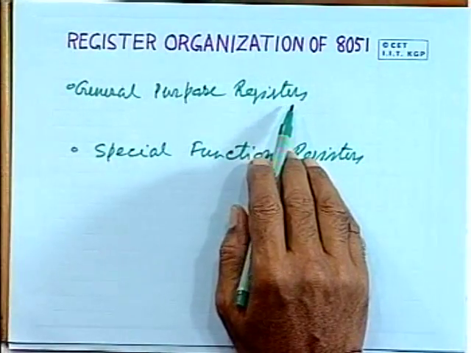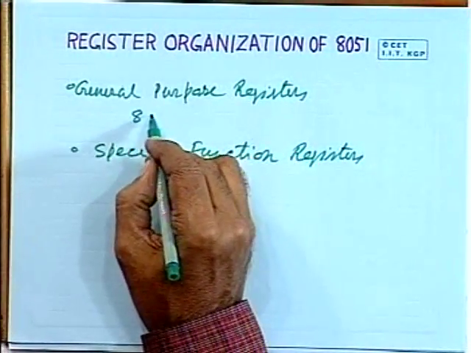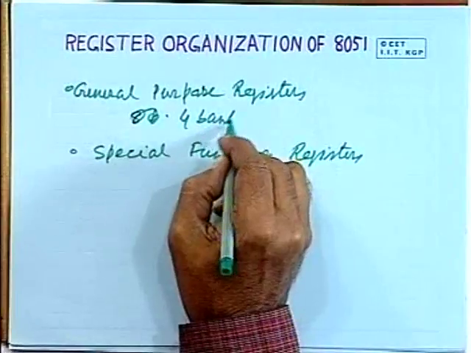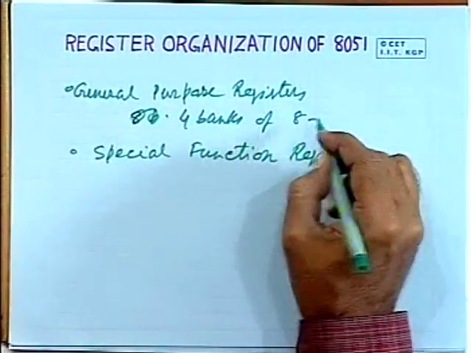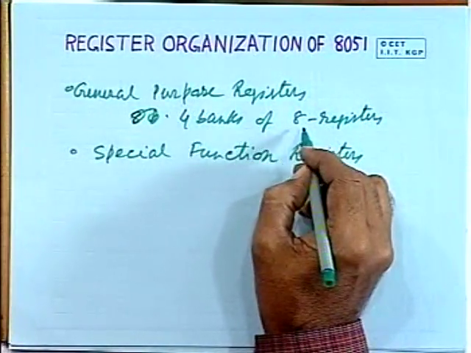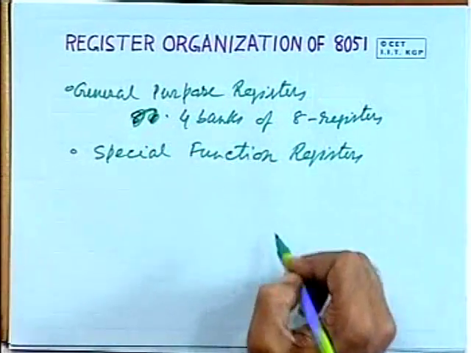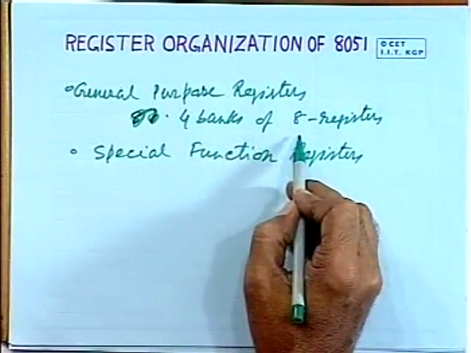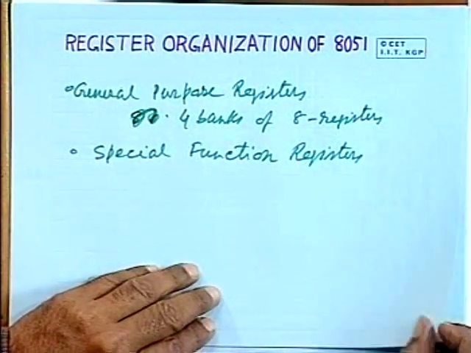You will find that in your 8051 you have got 4 banks of 8 registers. That means in each bank you have got 8 registers, which are also mapped on the internal RAM. So these registers are used as general purpose registers, as scratchpad memory, where you can store some intermediate data while executing a program. It is available in 4 banks, each of 8 registers. And let's see how it is done before we discuss the special function registers.